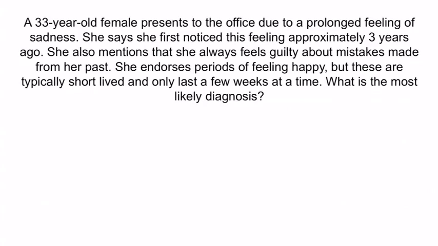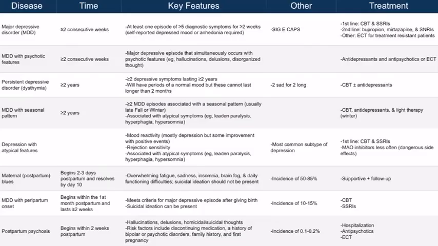Okay, hopefully from the question stem you notice that this patient has felt sad and guilty for the past 3 years. She also has had periods of feeling happy, but these only last a few weeks. This is describing dysthymia. From the table, recall that dysthymia is characterized by 2 or more MDD symptoms that last for 2 or more years, and that these patients can have periods of a normal mood, but that they cannot last longer than 2 months. So this is perfectly describing the patient from the question.